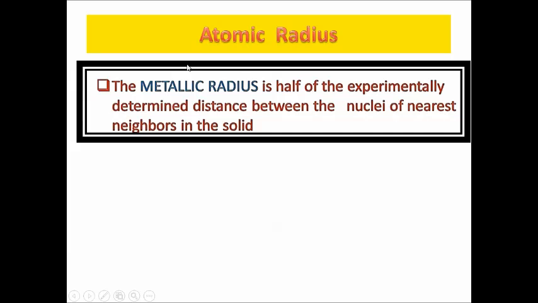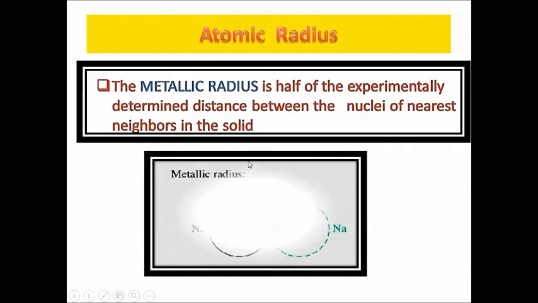The next periodic trend is the atomic radius. In this, we have three types of radius: metallic radius, covalent radius, and ionic radius. The metallic radius is the distance between the nuclei of nearest neighbors in the solid. Let's see one example. Here we have taken two metals, and the distance between the two nuclei is the metallic radius, given as 186 picometer. So the distance from the center of one metal atom to the center of the second is the metallic radius.